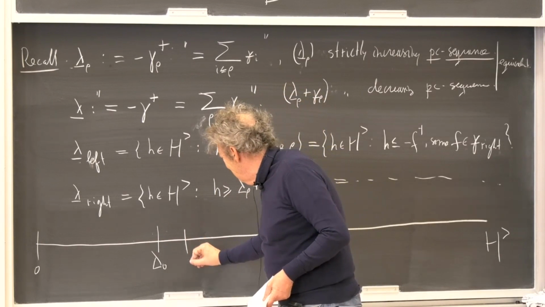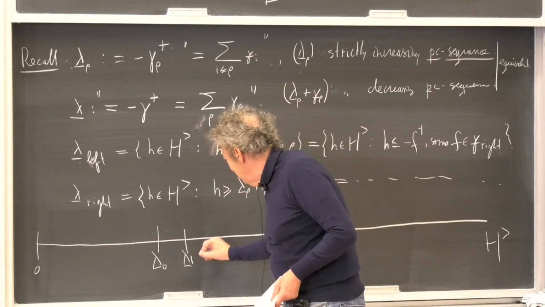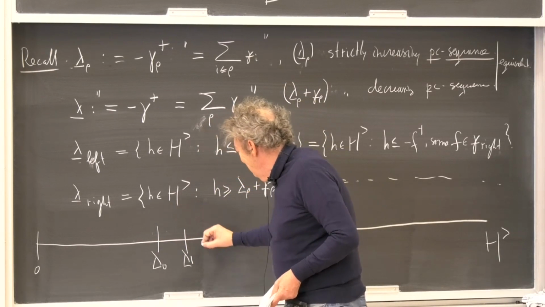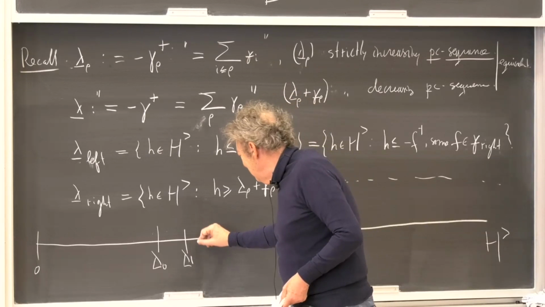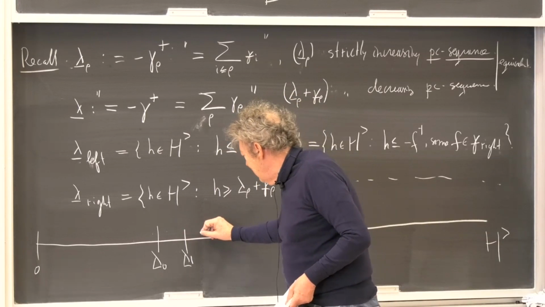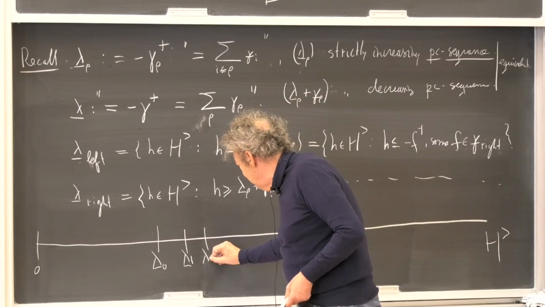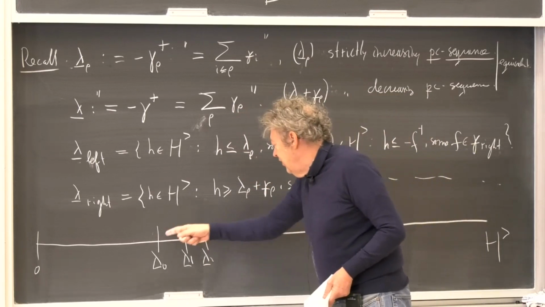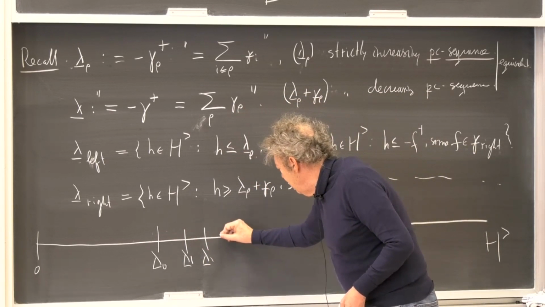So let me just draw them as if they are far away from each other, but in fact their distances become extremely small. Every step you take, the distance between this one and the next one is much smaller than the distance between this one and that one. So they increase.